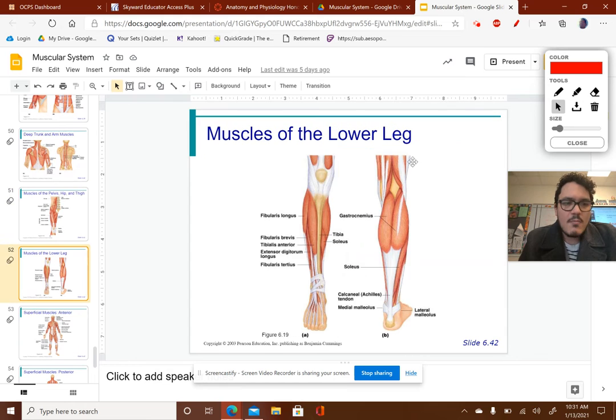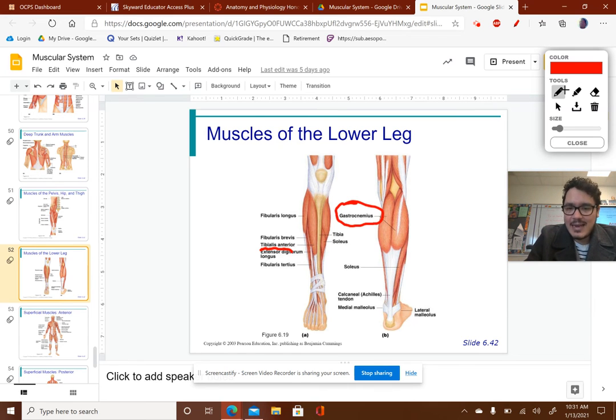Moving on down, muscles of the lower leg. As far as the lower leg is concerned, there's one in particular that we need to pay attention to. It is tibialis anterior. As the name implies, tibialis means it's connected to your tibia. Anterior just means it's on the front side, right? Gastrocnemius, massive muscle, your calf.